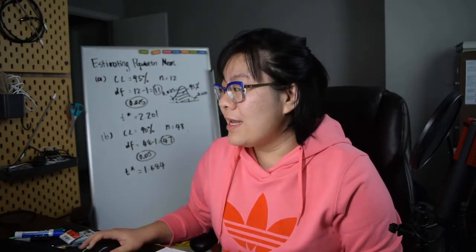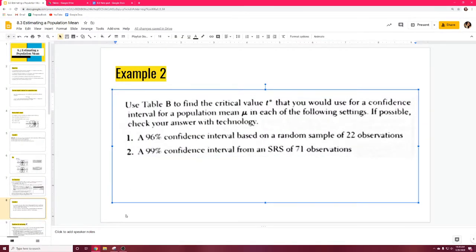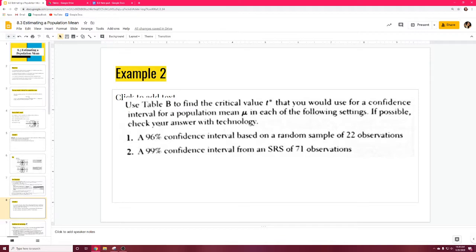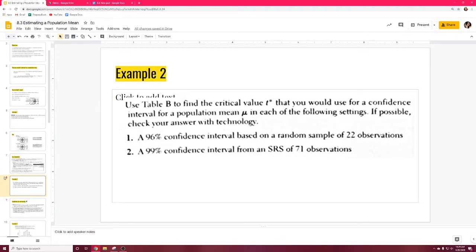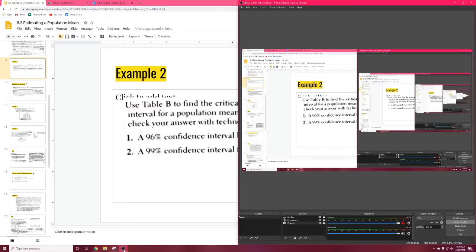So this one, let's use both of the methods. Let me read the question for you. We want to use table B or calculator, whichever you're comfortable with, to find the 96% confidence interval based on a random sample of 22, and a 99% confidence interval from an SRS of 71. This question is exactly like the last one, so let's just go over it very quickly.